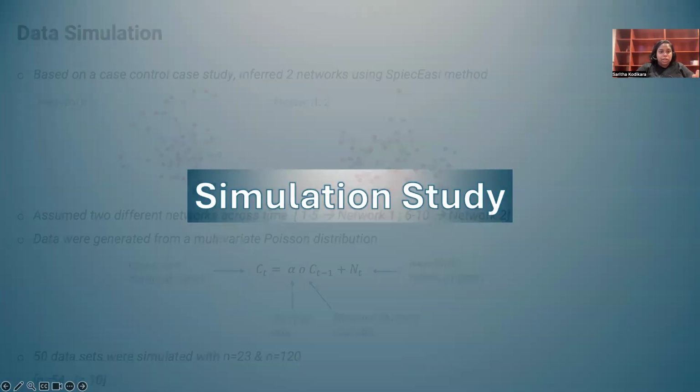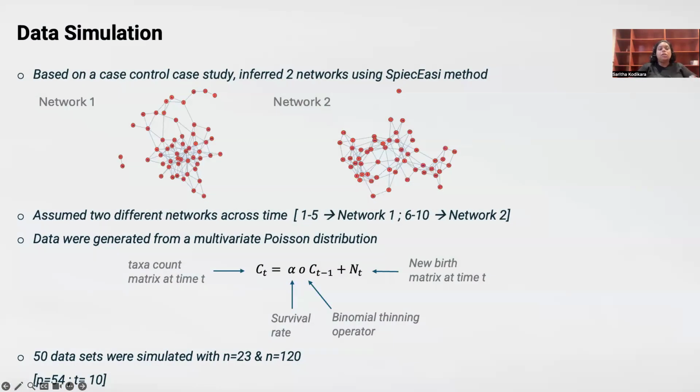So in the simulation study, how did we simulate? For simulation, I used a real case study to generate two different networks using the speakeasy method. Basically, I used real data and inferred two networks that I could use in my simulation. And using these two networks, I then generated data across time.